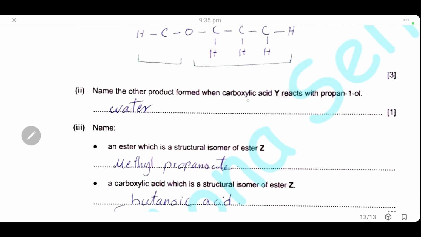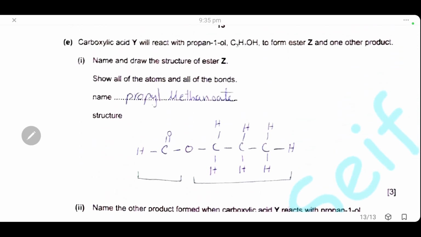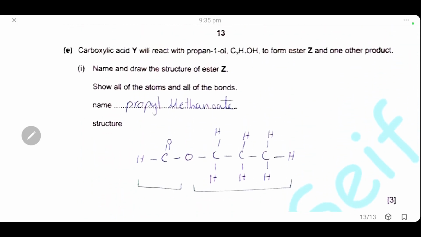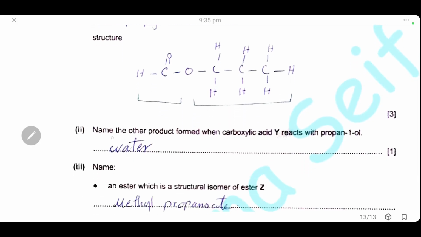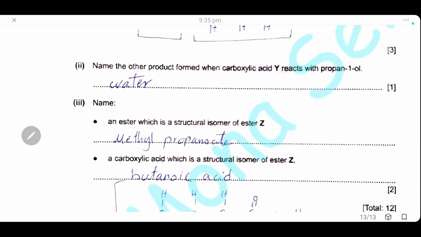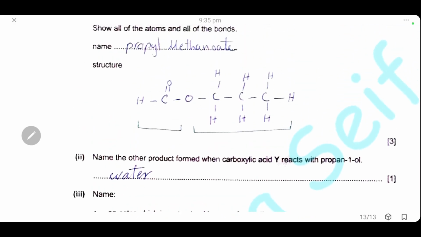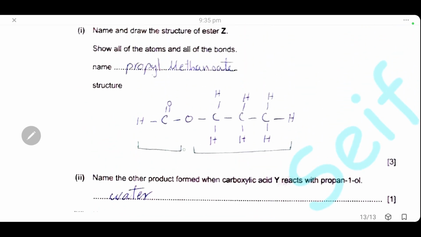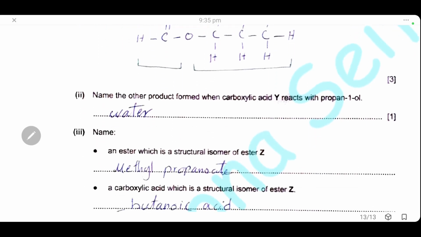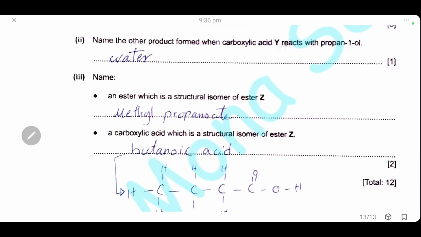Name the other product formed when carboxylic acid Y reacts with propan-1-ol. When a carboxylic acid reacts with an alcohol to form an ester, 1 molecule of water is removed, so the other product formed is water. Name an ester which is the structural isomer of ester Z. Isomers are compounds having the same molecular formula but different structural formulae, so we can just reverse the acid and the alcohol part to get the isomer, and instead of propyl methanoate we can write methyl propanoate, so it will be the isomer of ester Z.